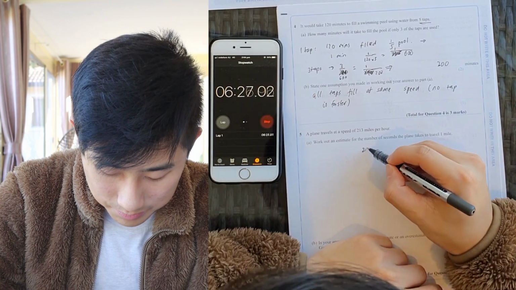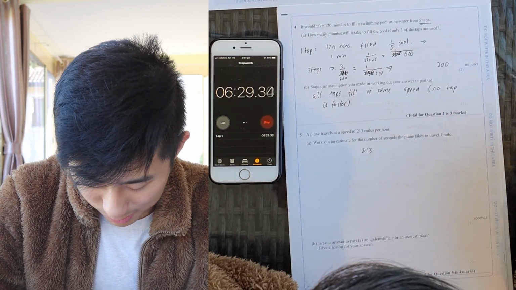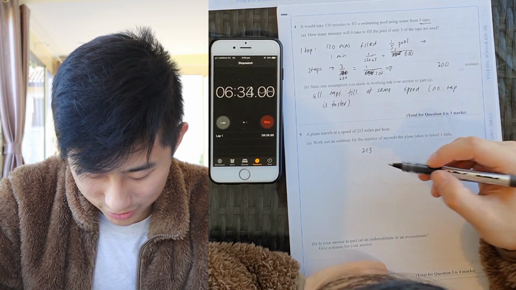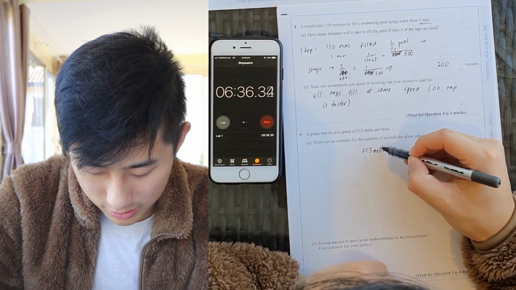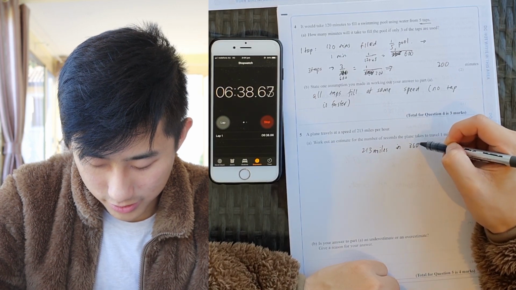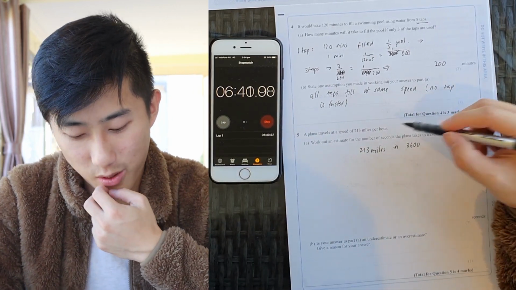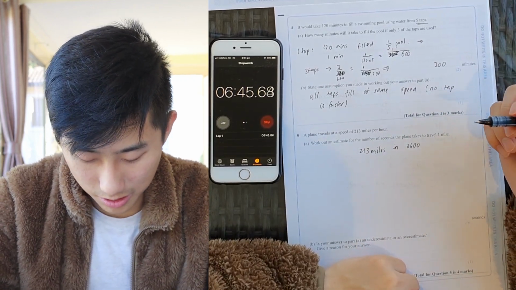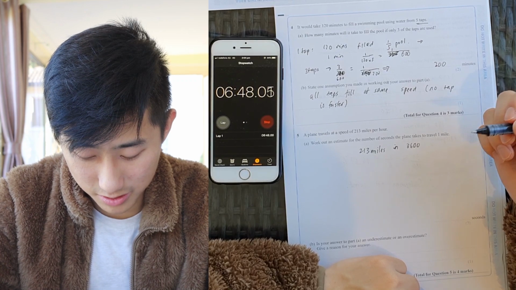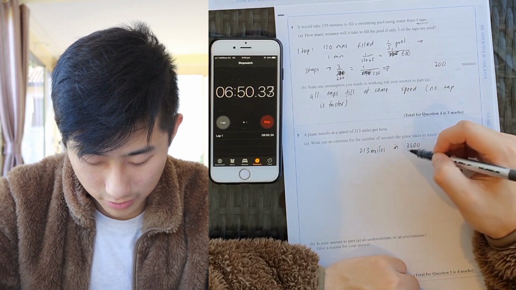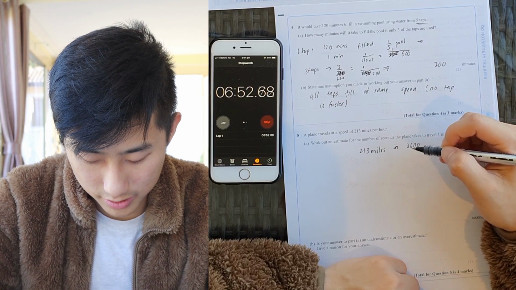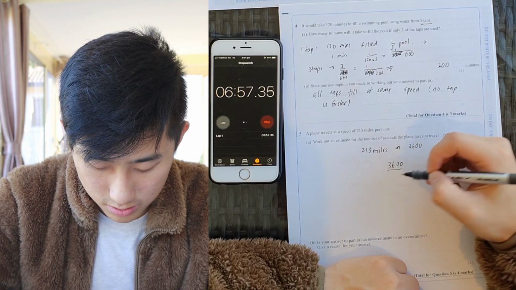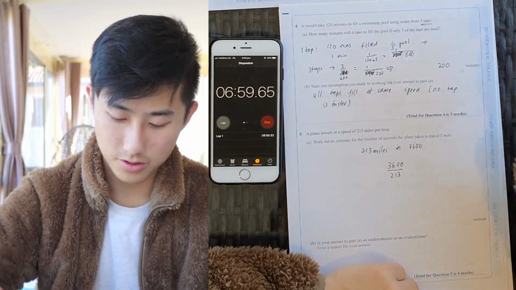Okay, so how many? 213 miles in 3600 seconds, right? In 1 hour there's 60 minutes, and in 1 minute there's 60 seconds. So we're dividing 1 mile by 213 for the number of seconds.